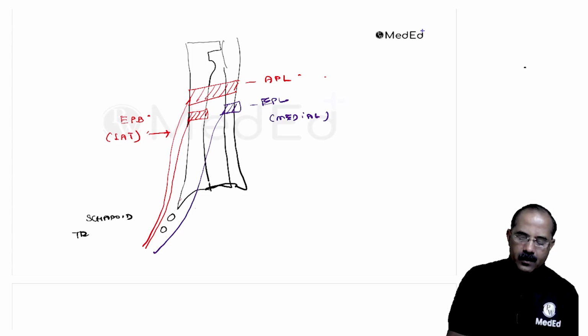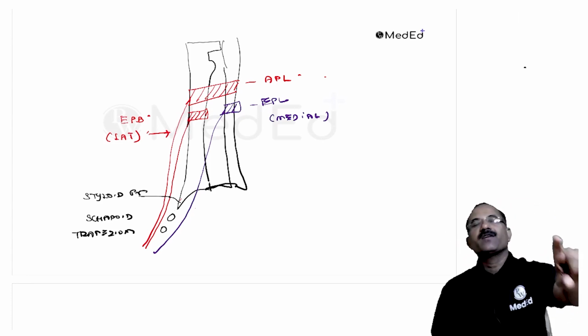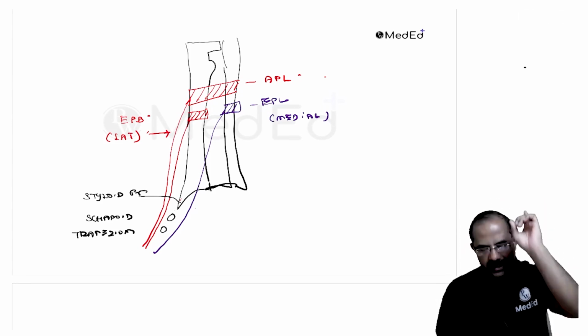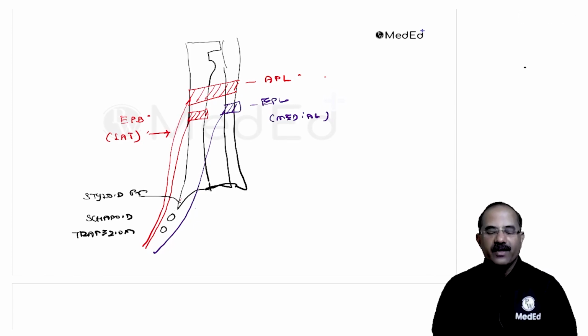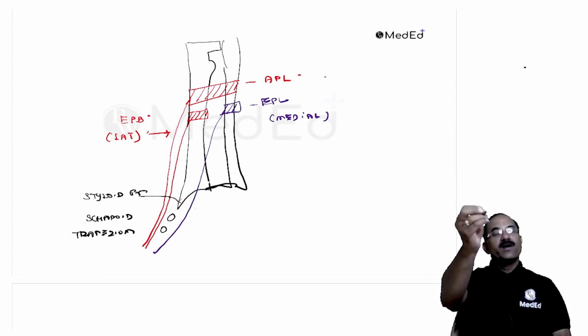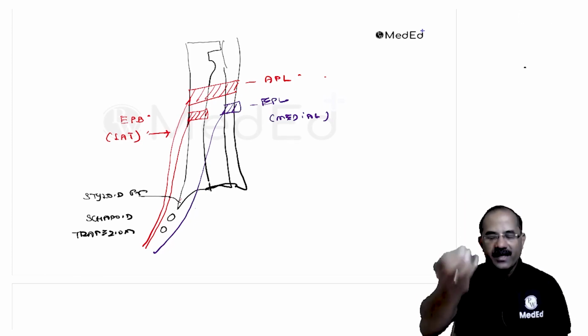Scaphoid, trapezium, and this is the styloid process. If there's an injury to the snuff box, which bone is fractured? Scaphoid, because the scaphoid lies in the floor. So what lies in the floor? The styloid process of radius, the scaphoid bone and the trapezium bone.